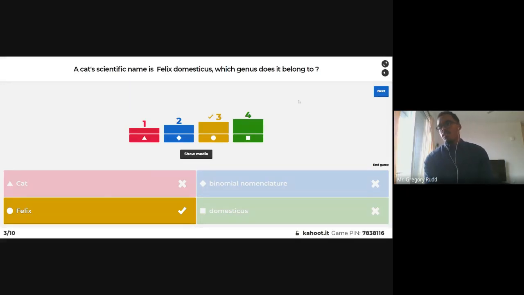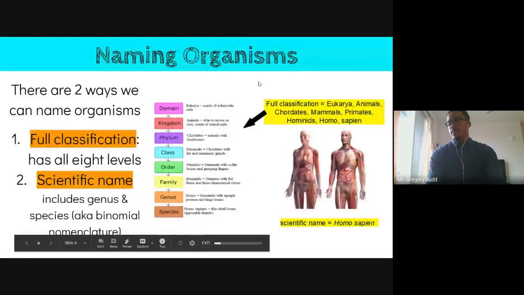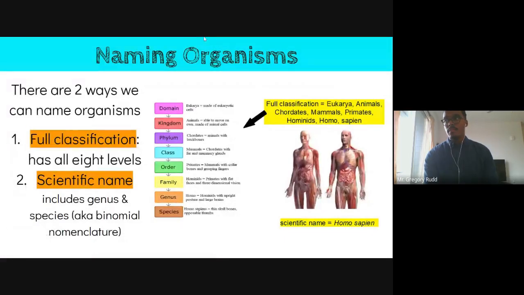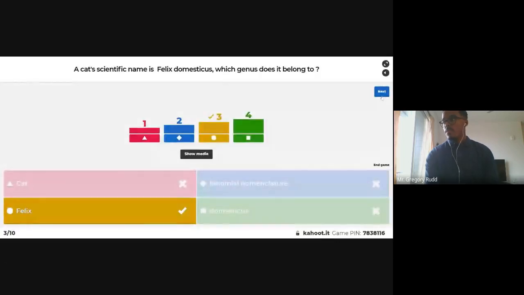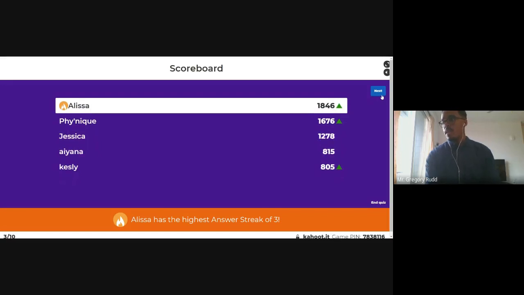Okay, so let's take a step back here, folks. I really, really need you all to take some good notes here, because that should be, based on everything that I just said, that should have been an easy one. Okay, hold on. The scientific name includes the genus and the species. The genus comes first. Remember I said that, right? The genus is written first. You capitalize the genus, you write the species after it, and then you italicize the whole thing. So in these scientific names, the genus is always going to be the first word. Good job, Alyssa and Finique and Kesley.